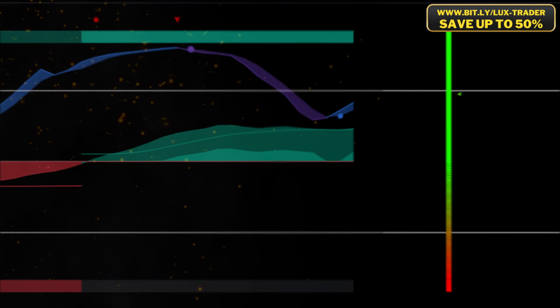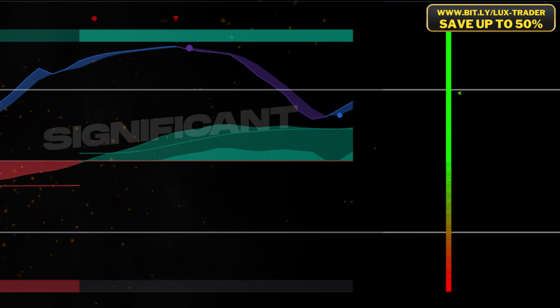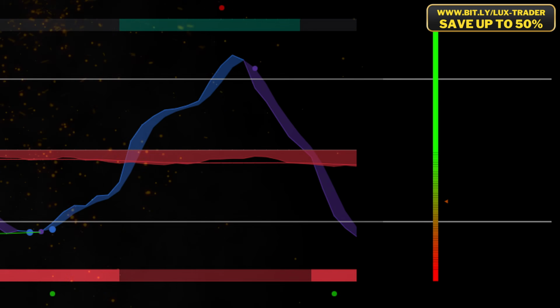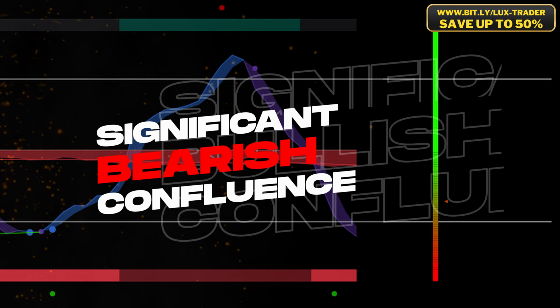When the confluence meter shows a higher measurement, it suggests a significant bullish confluence, meaning most elements point to a bullish trend. Conversely, a lower measurement indicates a significant bearish confluence.